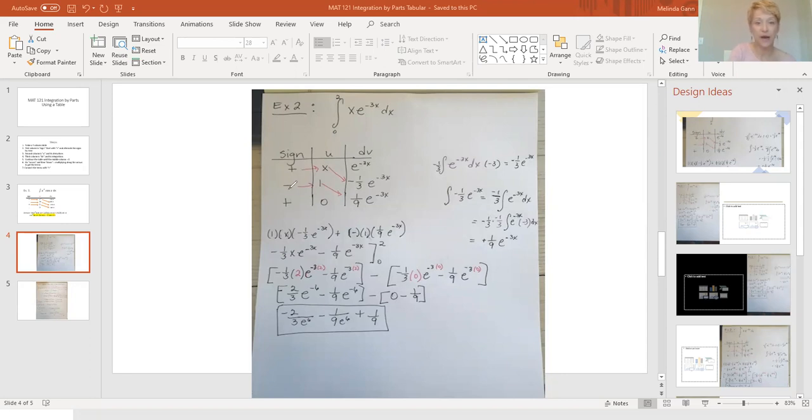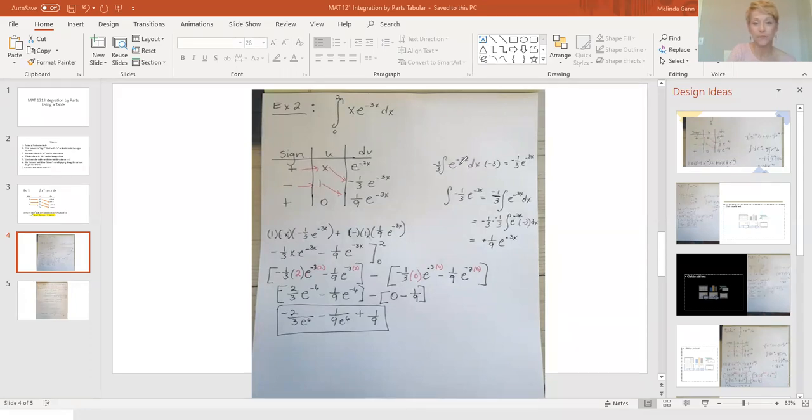So remember, plus minus, it alternates, always starting with plus. X is the piece whose derivative eventually goes to 0, so that's why I pick u to be x, and then the rest of it, e to the negative 3x is my dv. So if this is plus, the next row is minus, the derivative of x is 1. If you integrate e to the negative 3x, you get this answer.